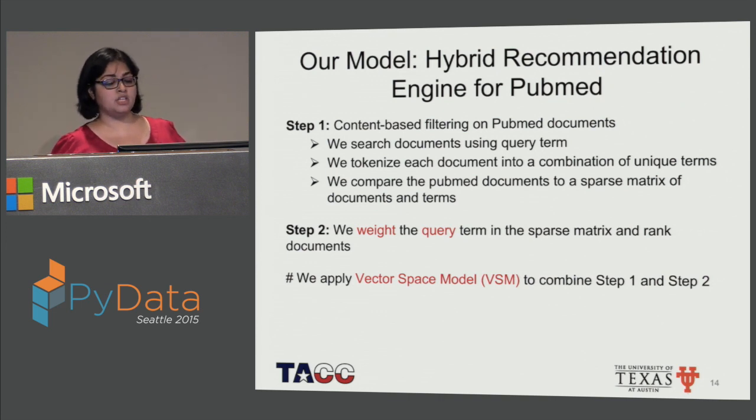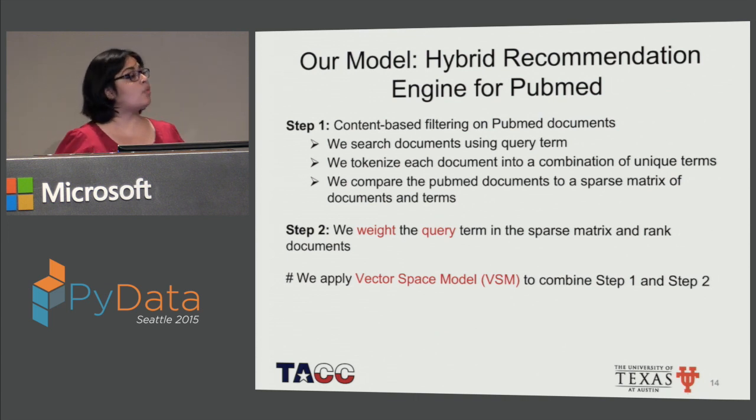We compare the PubMed document. We convert the PubMed document to a sparse matrix of documents and terms. So the next step is we weight the query term which is coming. So we take a document, we tokenize it and create a unique term set for each and every document. And when the query comes in, we compare the similarity, the documents matrix similarity, how similar each and every query is to the documents they are searching for.